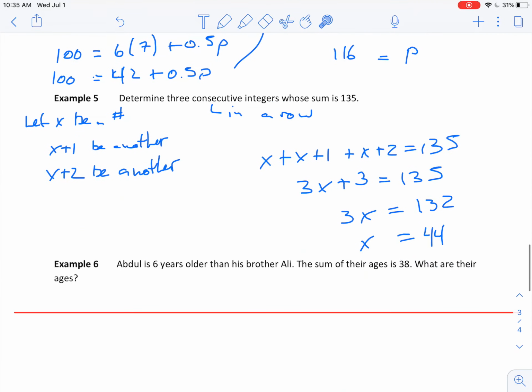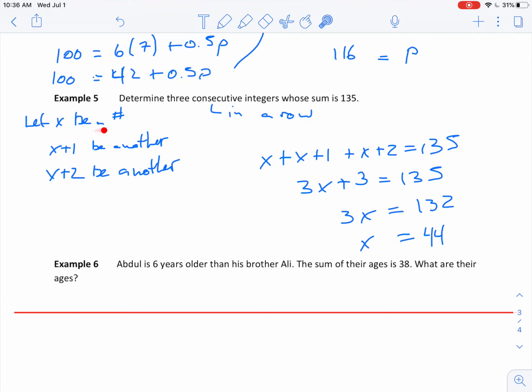All right, different example here. Determine 3 consecutive integers whose sum is 135. And consecutive simply means in a row. So the 3 consecutive integers in a row, and all 3 of them add to 135.